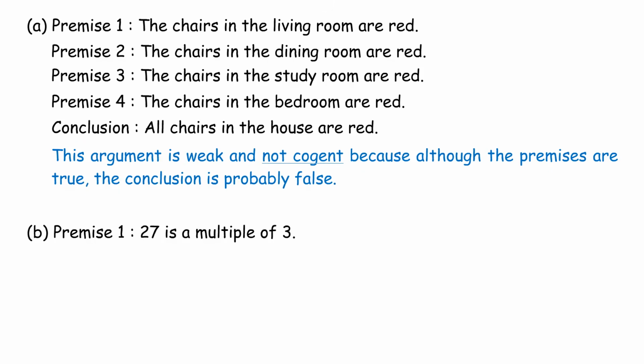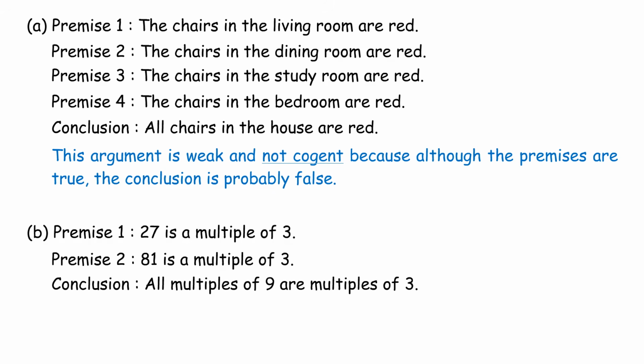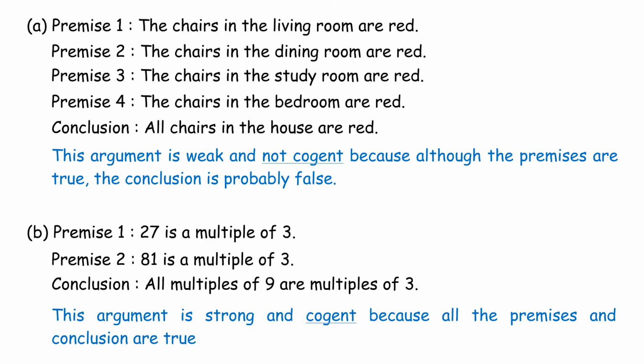B. Premise 1. 27 is a multiple of 3. Premise 2. 81 is a multiple of 3. Conclusion: all multiples of 9 are multiples of 3. This argument is strong and cogent because all the premises and conclusion are true.